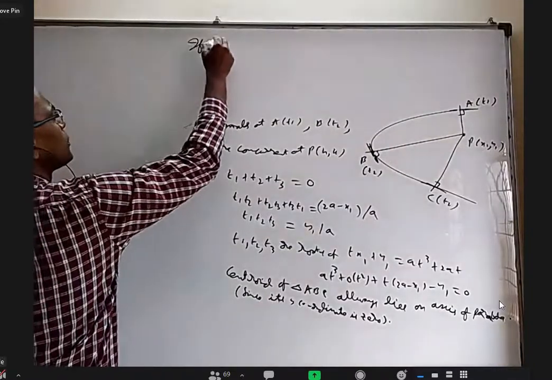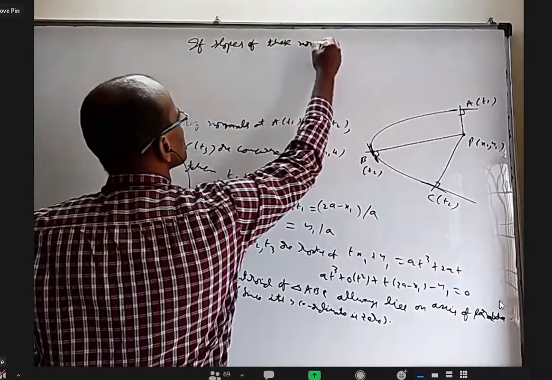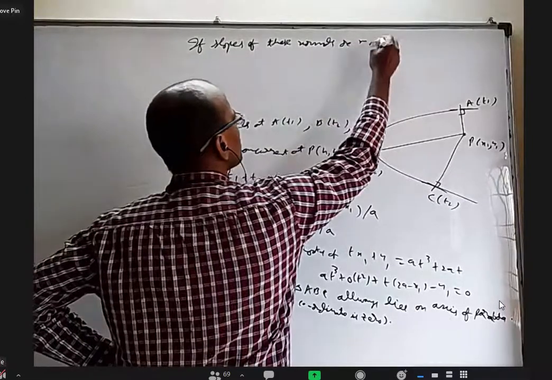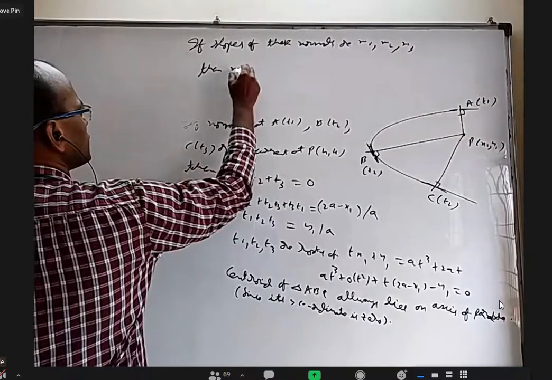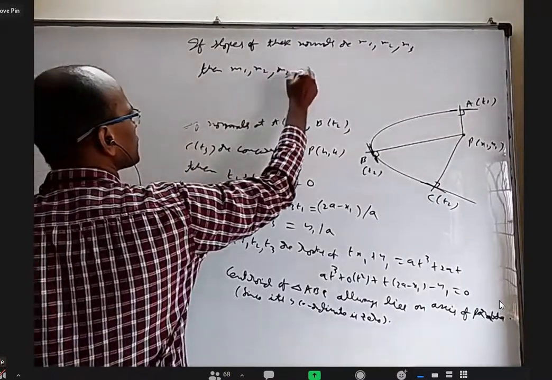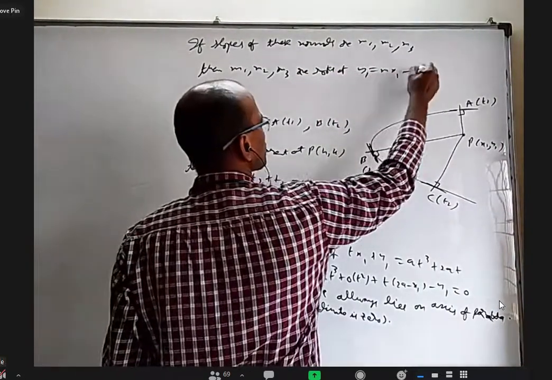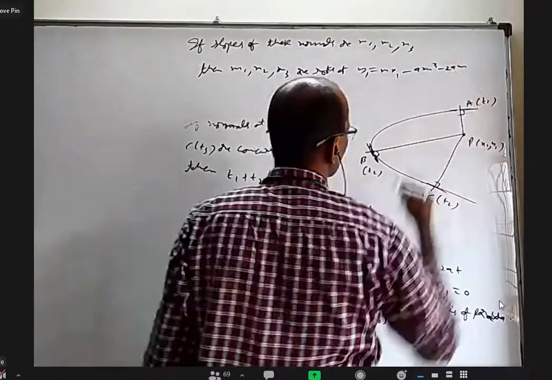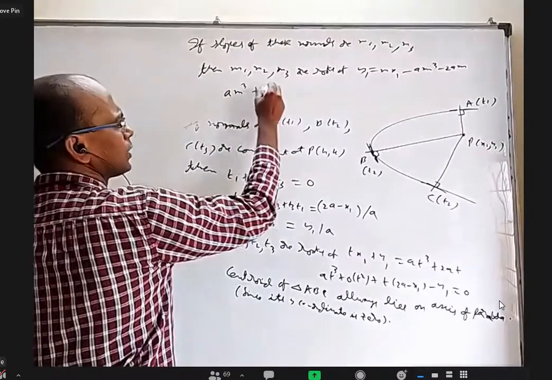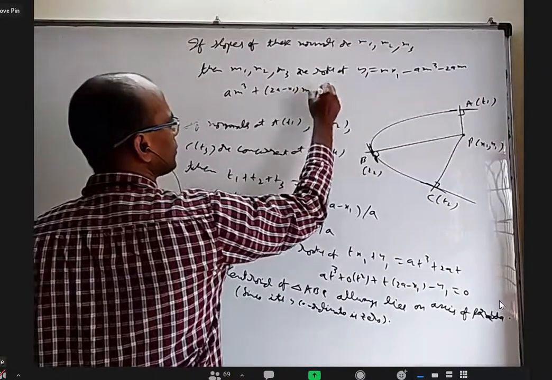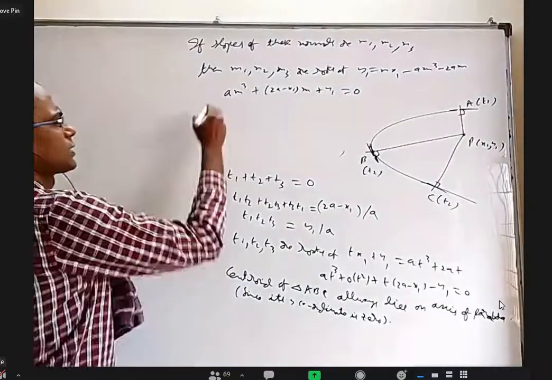Okay, if slopes of these normals are M1, M2, M3, then M1, M2, M3 are roots of y1 equal to mx1 minus am cubed minus 2am. If I bring one side, am cubed plus (2a minus x1) into m plus y1 equals 0. Like this, we'll get 3 equations again.